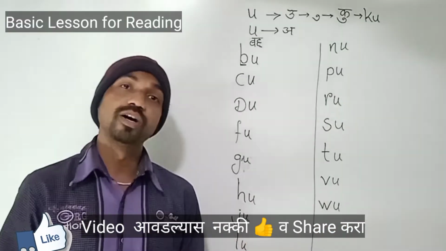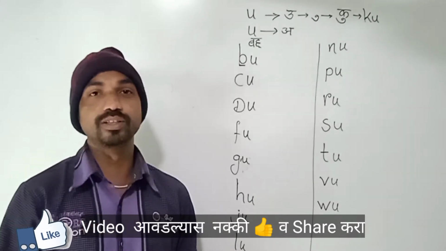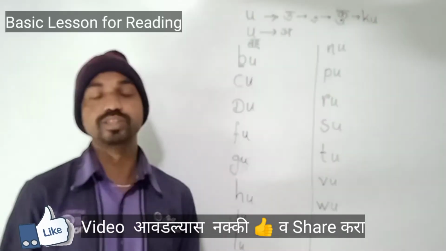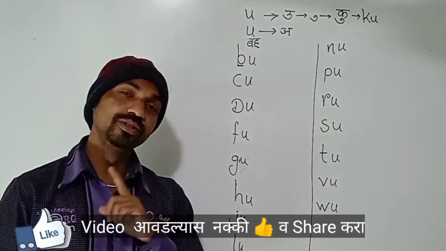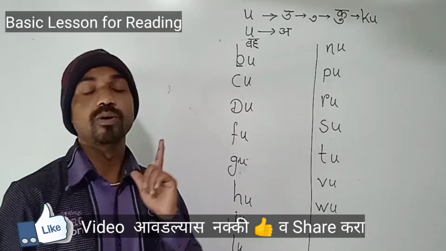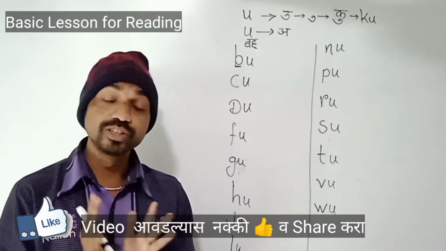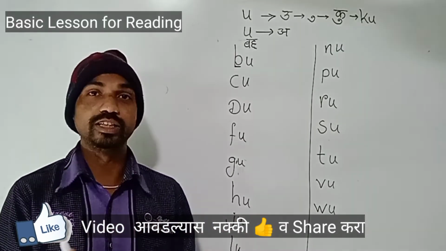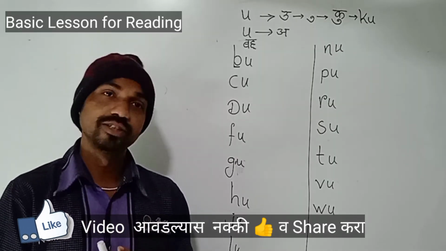Okay, got it? You have to read it and say it loudly in front of your father and mother or any other member of your family. You have to do this practice till you get fluency in your pronunciation. You have to pronounce these letters fluently, and you have to do this practice till you get this accuracy.